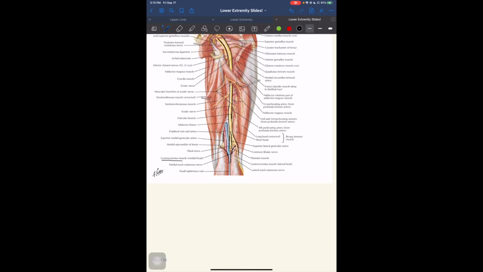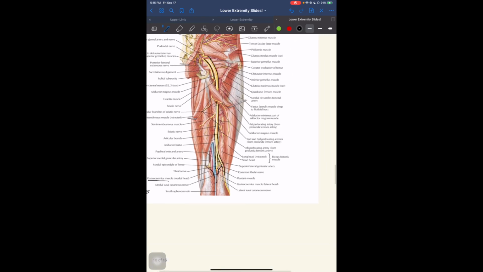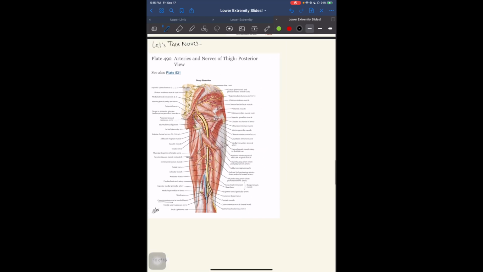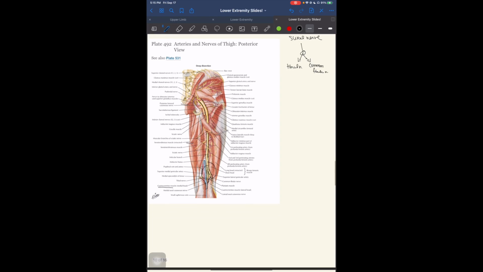And then the other branch that the sciatic nerve gives off is the common fibular nerve. So I'm just going to start writing this out, okay? We've got the sciatic nerve, okay? And then this split is happening in the popliteal fossa, right here, and is going to give the tibial nerve and the common fibular nerve, which you will also see in some books called the common peroneal.